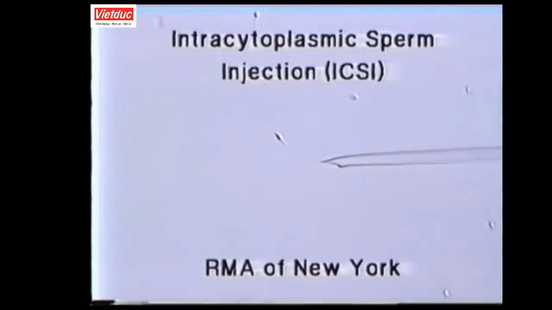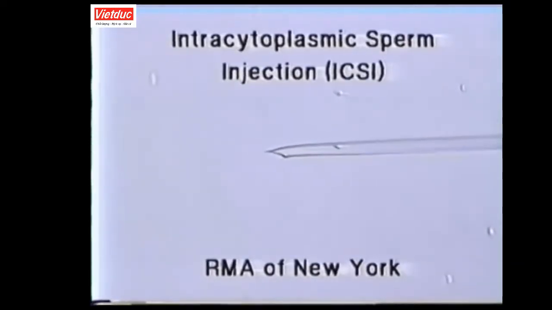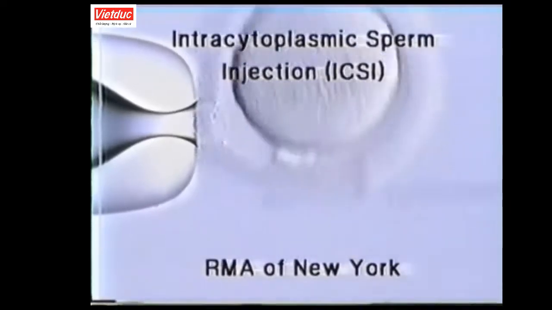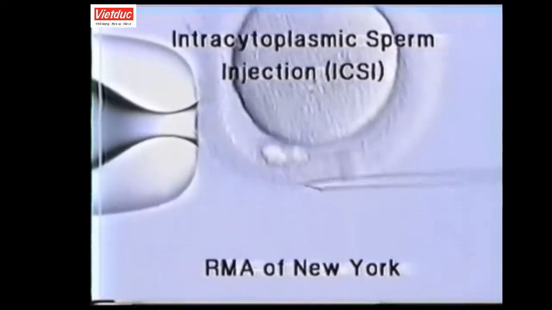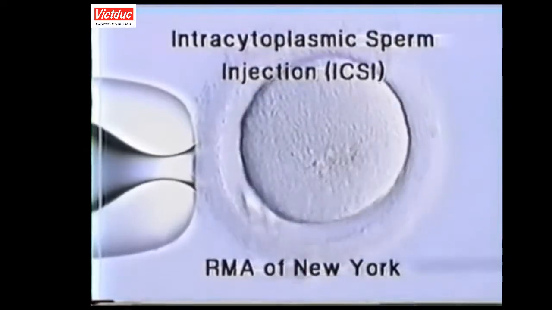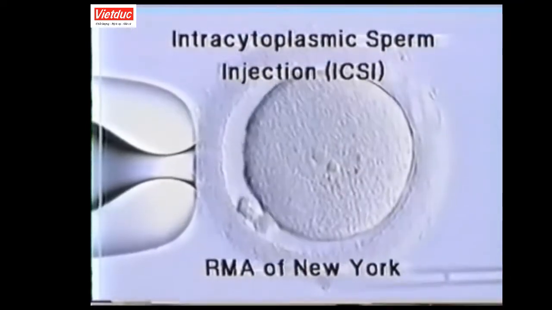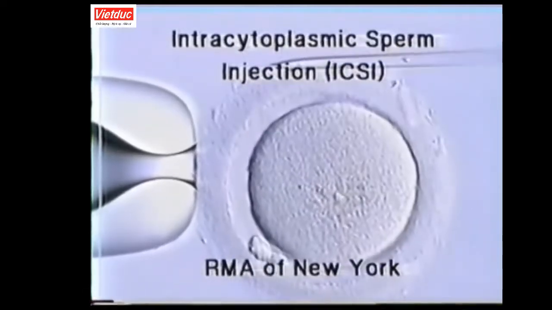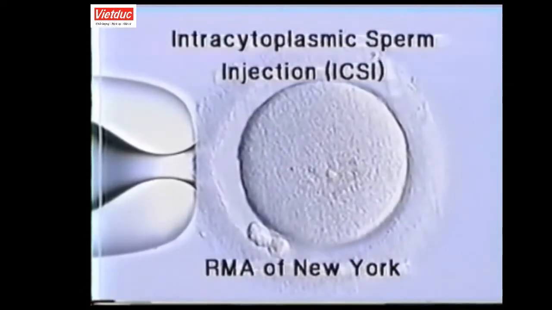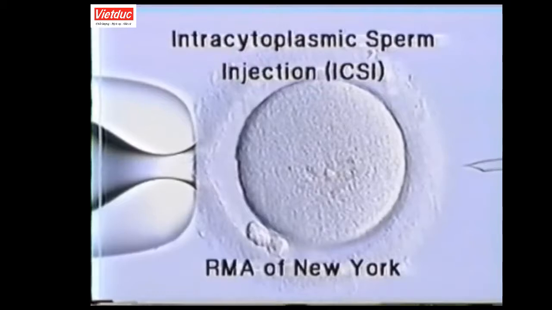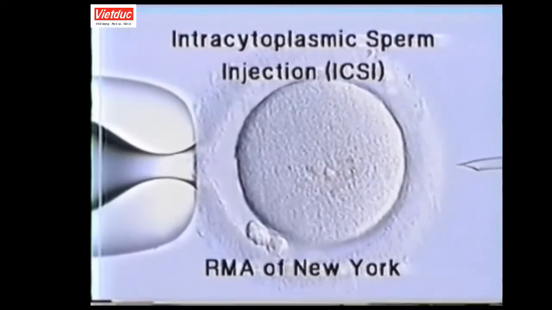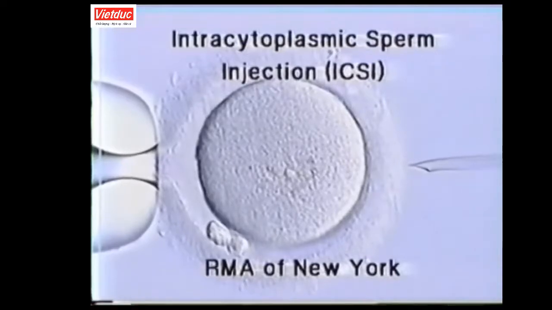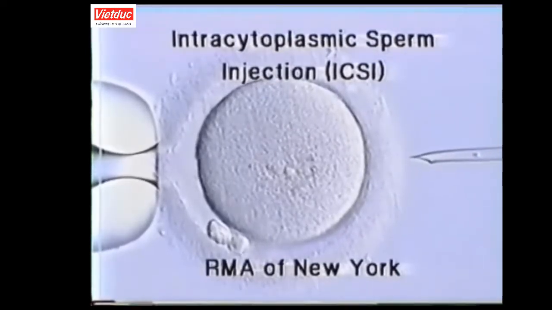The sperm is then picked up inside the needle, and after alignment of the egg on a holding pipette on the left side, the needle is carefully inserted into the egg and the single sperm is deposited. This technique is performed at 400 times magnification, and you can just see the sperm head in the end of the needle before it is inserted.